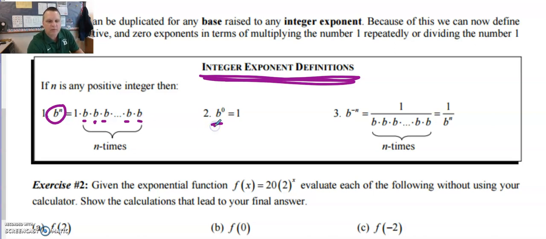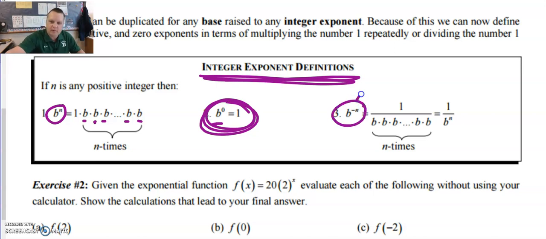B to the 0: anything to the 0 power is 1, no matter what it is. Now this is a key one. You have b to the negative n. What we do is go first to 1 over b to the n, because you want to make it a positive exponent. And then this b to the n is just like we did in rule number 1. You just rewrite the b, n number of times.